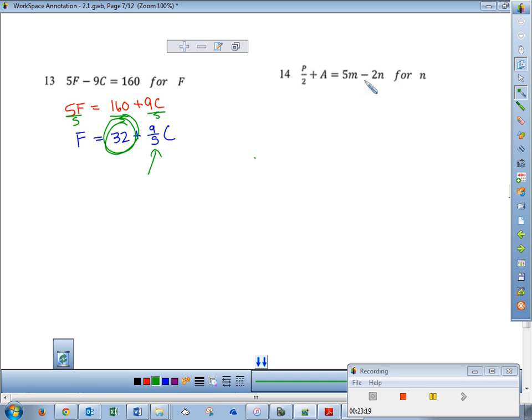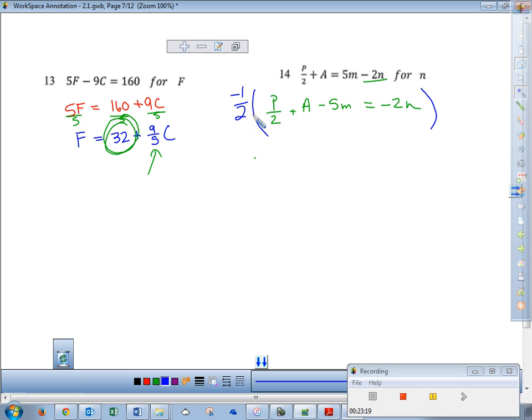Find the term with the n in it. Is there anything being added or subtracted to that guy? Yes, get rid of him first. So you've got p over 2 plus a and minus 5m equals negative 2n. No like terms whatsoever to combine. Still got to get rid of that times negative 2. Being as how this guy has a fraction in it, instead of dividing by negative 2, multiply by negative 1/2, right? The reciprocal. Just multiply by the reciprocal of negative 2, which is a negative 1/2.